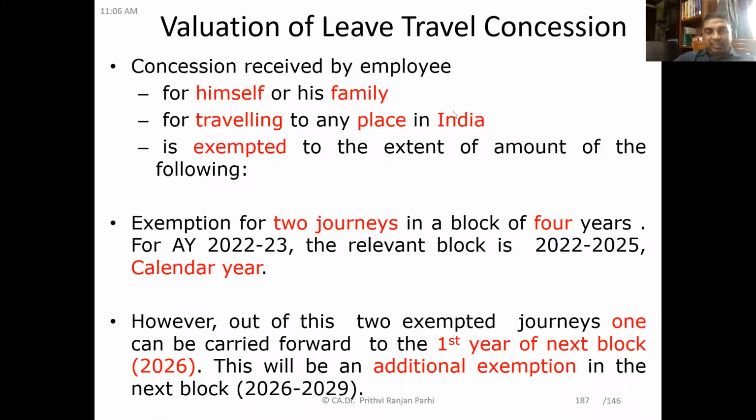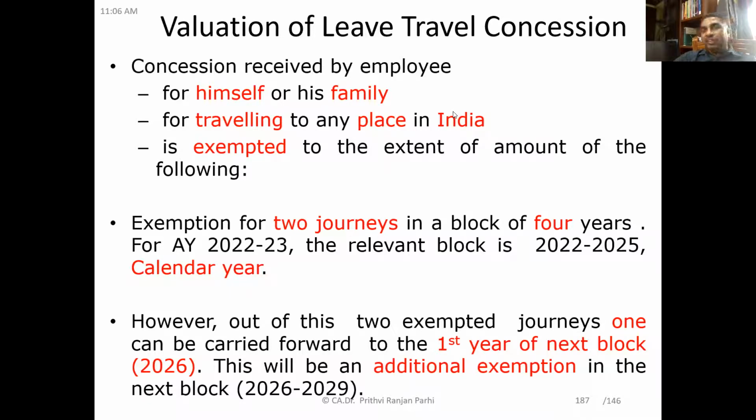And some related points you have to remember. This leave travel concession may be received by the employee himself or by his family for traveling to any place in India. And this concept you have to remember. This LTC exemption is allowed to the extent of the following.